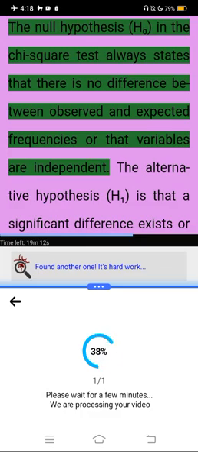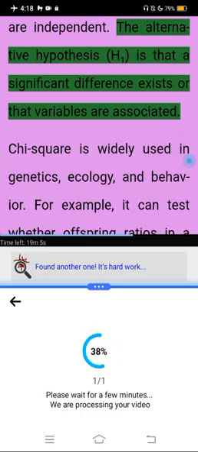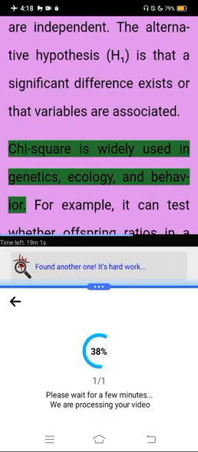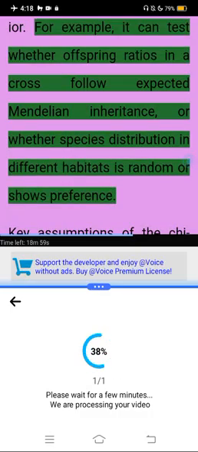The null hypothesis H0 in the chi-square test always states that there is no difference between observed and expected frequencies or that variables are independent. The alternative hypothesis H1 is that a significant difference exists or that variables are associated. Chi-square is widely used in genetics, ecology, and behavior. For example, it can test whether offspring ratios in a cross follow expected Mendelian inheritance, or whether species distribution in different habitats is random or shows preference.